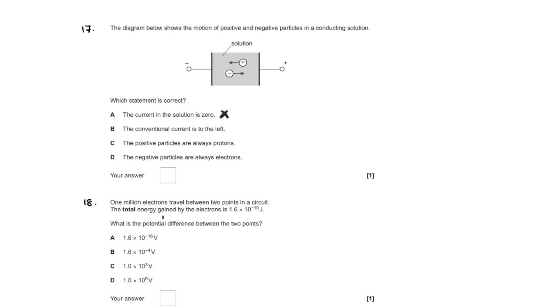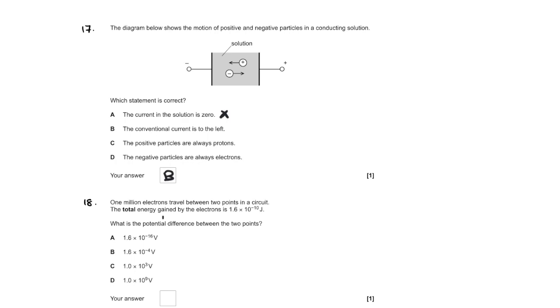B, the conventional current is to the left. Well, yes, that is true. The conventional current is from the positive towards the negative end, so B is the answer. C and D are definitely not right. C says the positive particles are always protons. Well, no, they could be positive ions, such as copper ions. D says the negative particles could be electrons, well, always electrons. No, that's not right either, because negative ions could be any ions such as chloride ions or sulfate ions, etc. So that's question number 17 done.